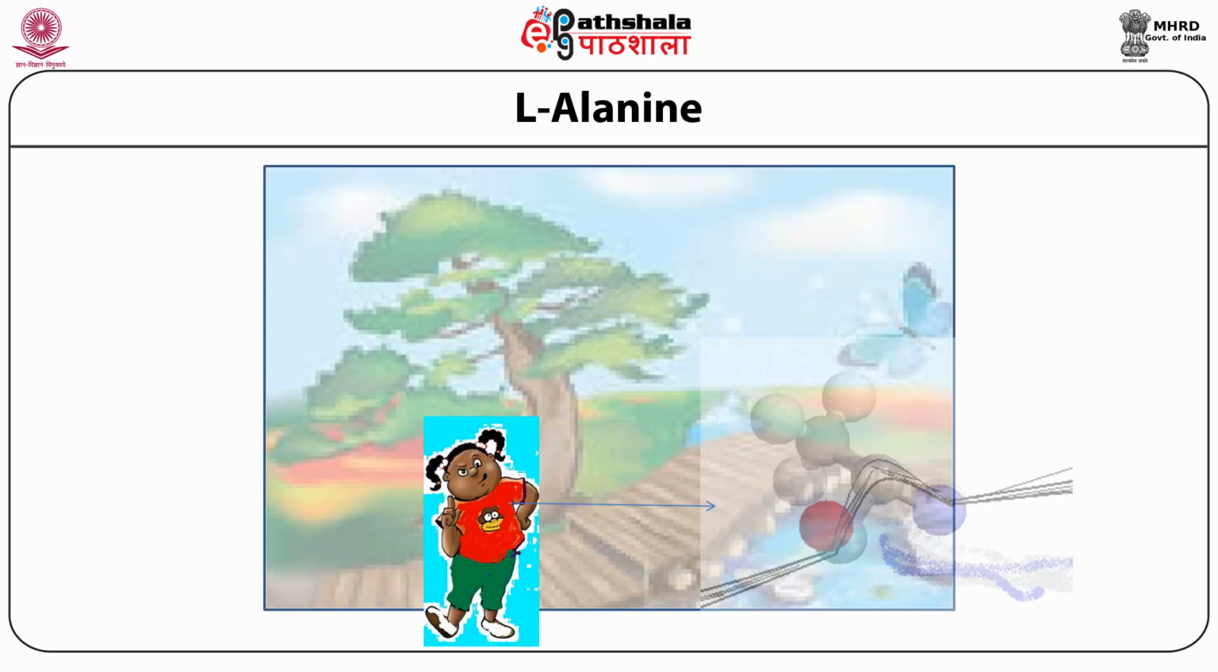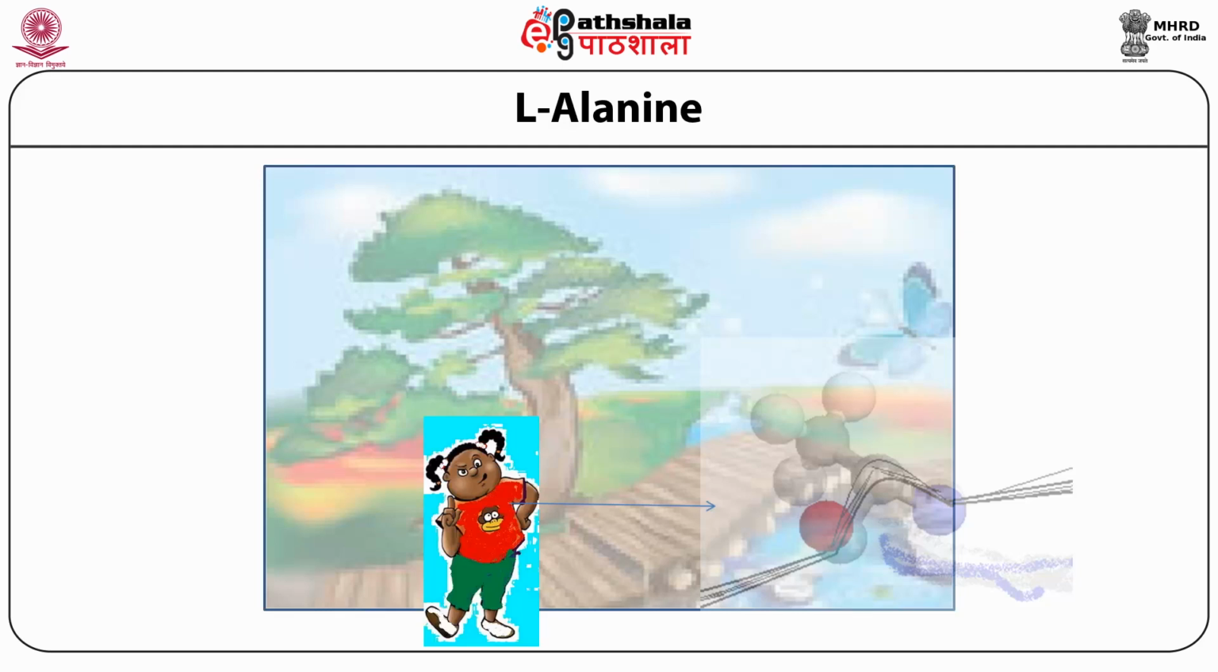Consider it to be an amino end. Then, if the methyl group is towards your left hand, as shown in the next slide, it is a L-alanine, and if it is to your right hand side, it is a D-alanine. I show it in the next two pictures.